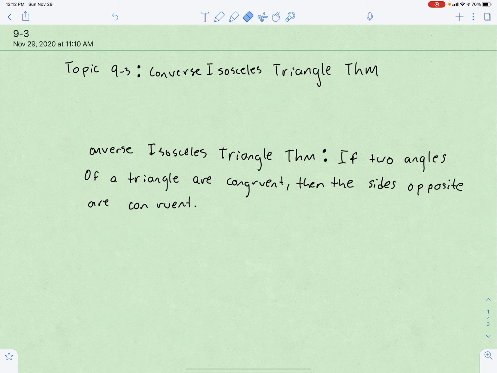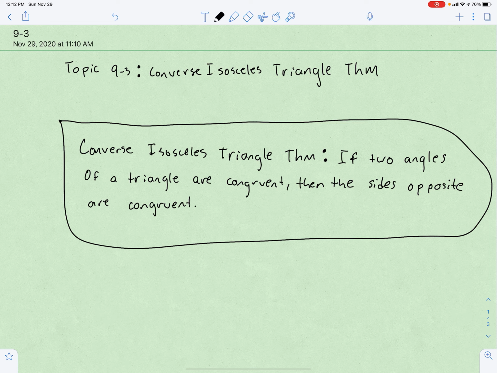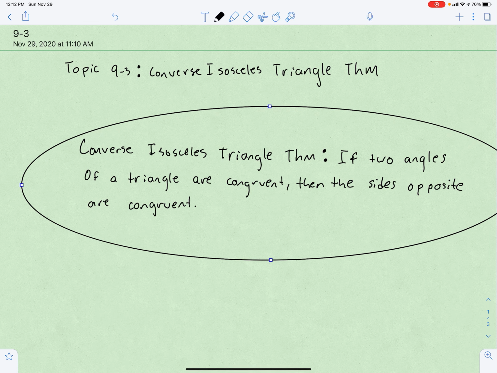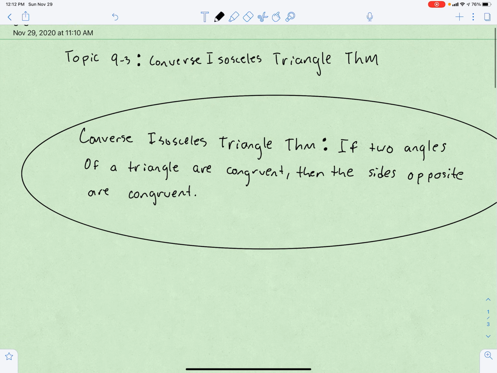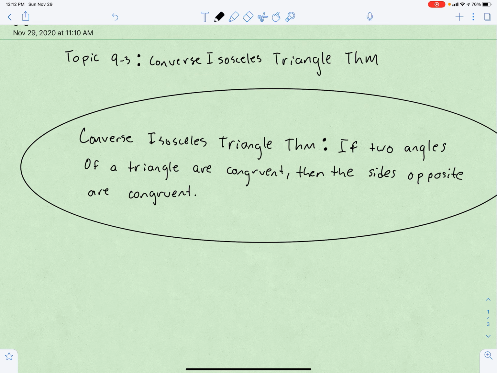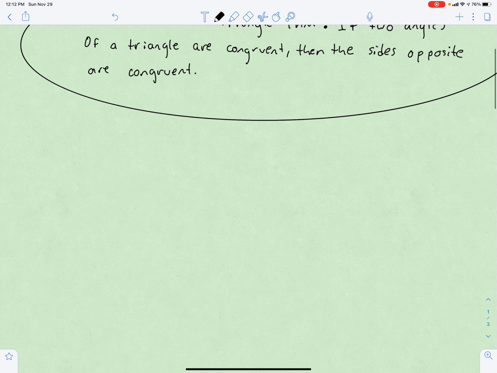So this is a very important concept, something we need to know and understand. If two angles of a triangle are congruent, then the sides opposite are congruent. So again, it's the exact opposite of the thing we've been talking about through the first two sections. So I'm going to go ahead and illustrate that in a picture for you as well.